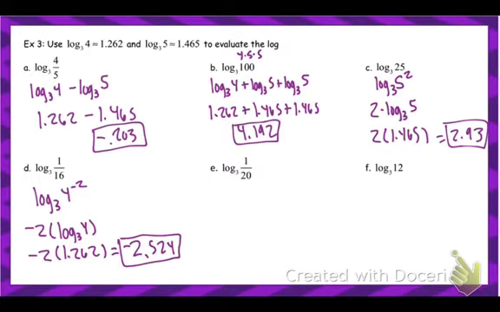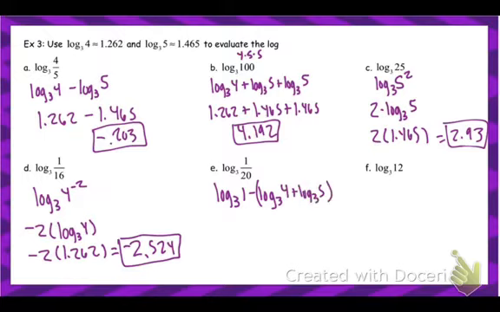All right, let's look at log base 3 of 1 over 20. Again, there are a couple of different ways that we can work this out. I could do log base 3 of 1 minus log base 3, we'll put parentheses, of 4 plus log base 3 of 5. So that's one way I could work this out.